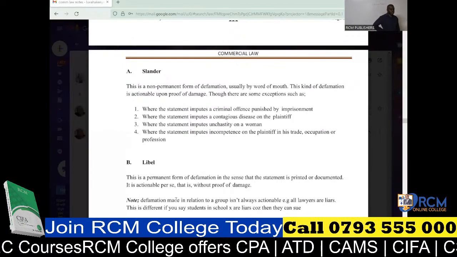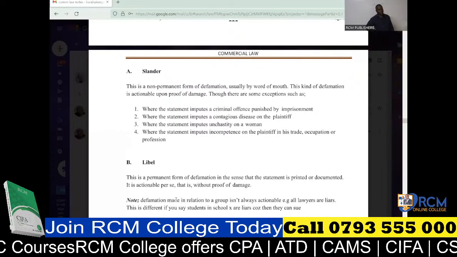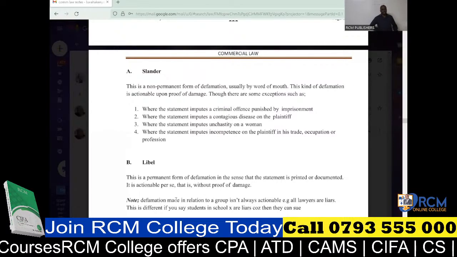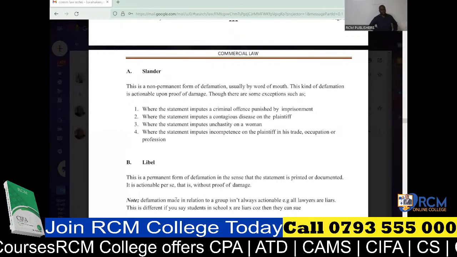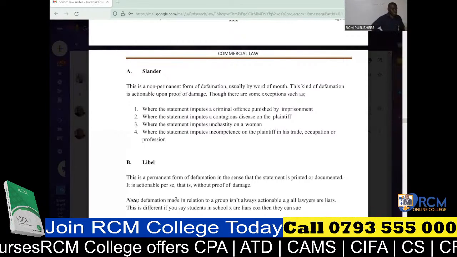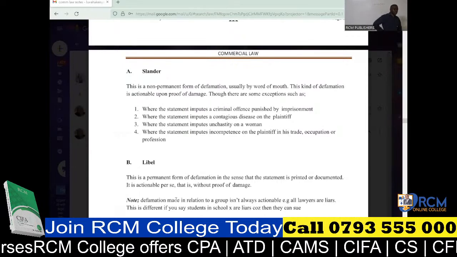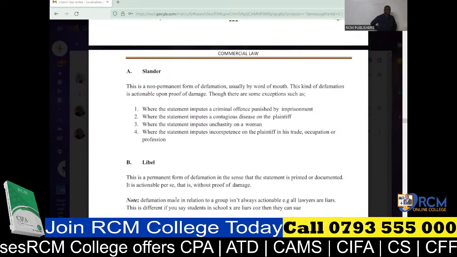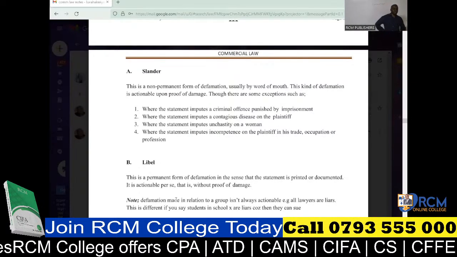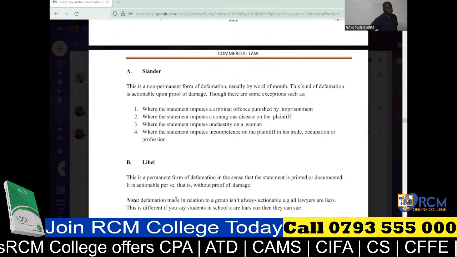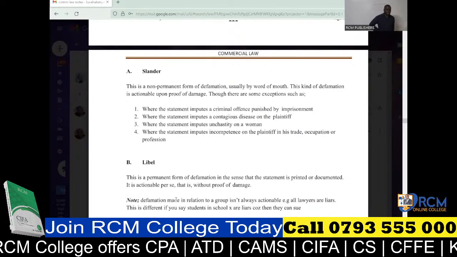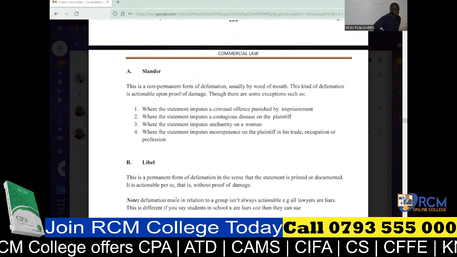Number two, where the statement imputes a contagious disease to the plaintiff. So in this case also, you don't have to prove damage or wait for people to start running away from you so that you can go to the court. Immediately the statement is made, you go to the court and accuse the person of defamation. So what do you mean by contagious? These are diseases that are likely to spread very fast from person to person. So this simply means that such a statement will make people run away from you. They don't want to associate with you because you have what we call a contagious disease.